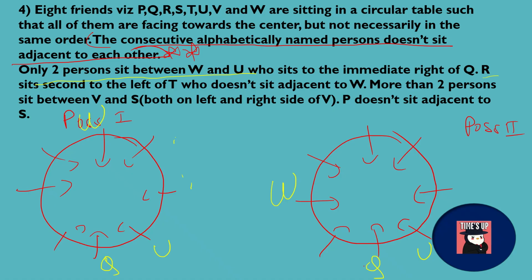Next, R sits second to the left of T, who doesn't sit adjacent to W. Now, T is not sitting adjacent to W. So, T will not be here. In this case, T will not be here. Correct? R sits second to the left of T. R is sitting second to the left of T. So, what do you think? Where will R sit now? Here.